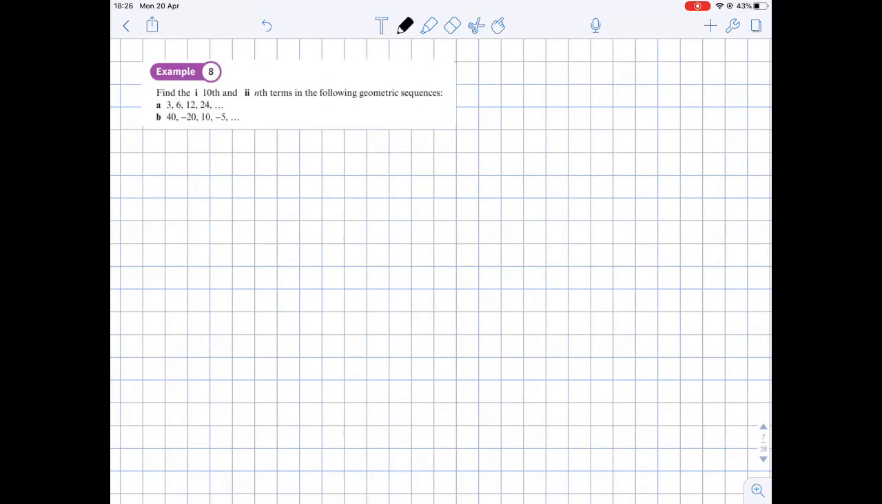Let's look at example 8. Here we are asked to find the 10th and the nth terms in the following geometric sequences. To find the 10th term, we could just find the ratio and keep multiplying. However, it is quite often easier to find the formula first.